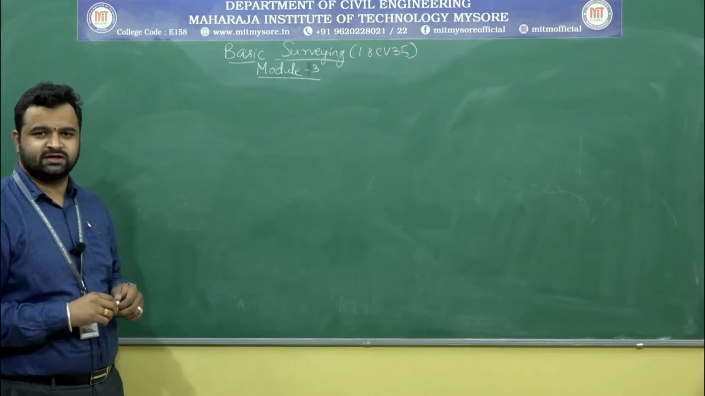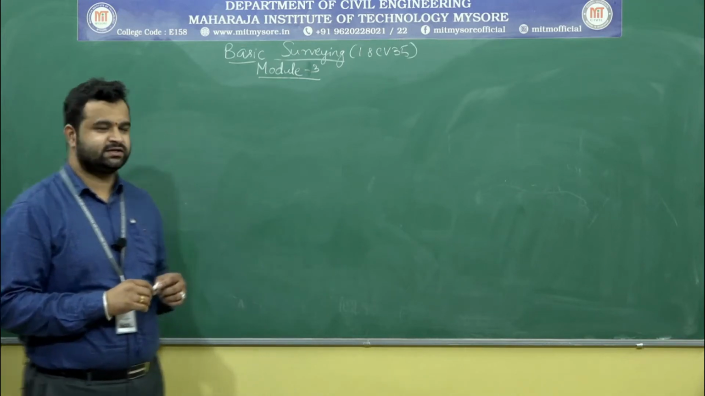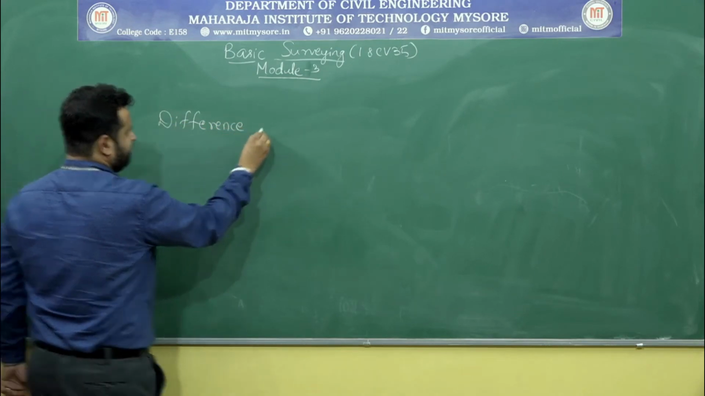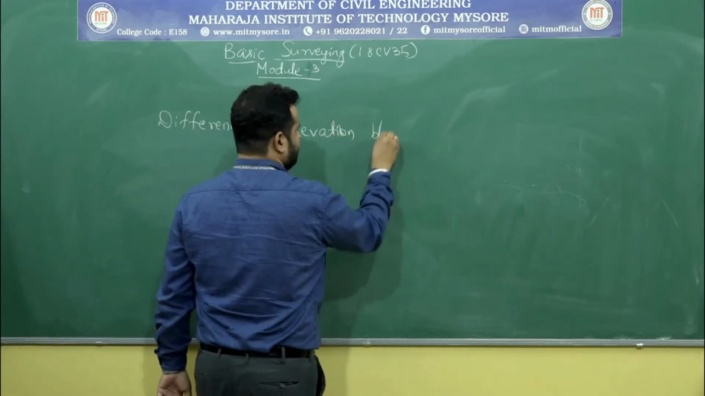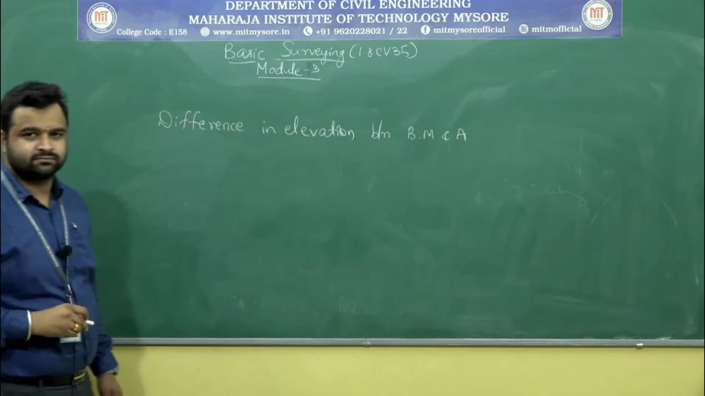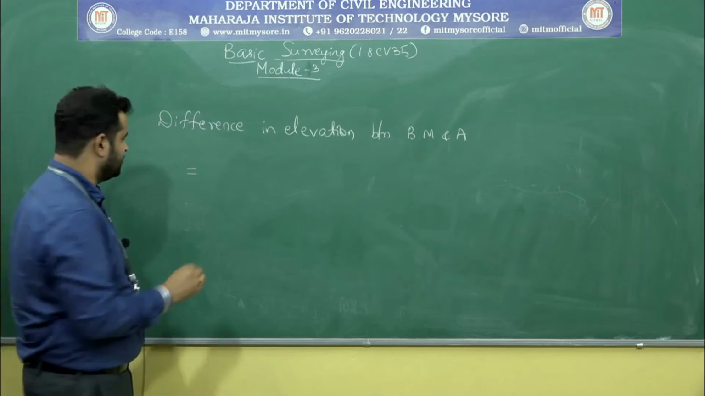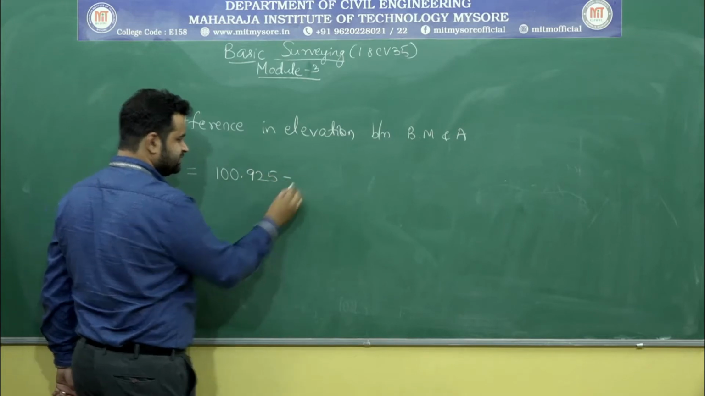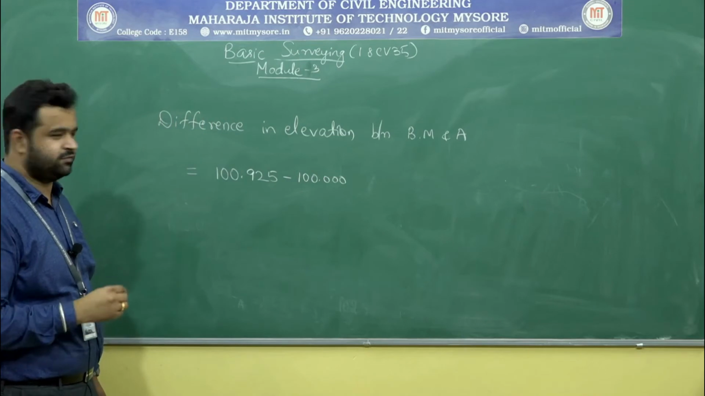And for the previous case taken, if you are asked to determine the difference in elevation between your benchmark and point A, how do you determine it? That is equal to, yes, what was the elevation of point A? That is 100.925 minus 100, which is the elevation of the benchmark, or RL of benchmark.